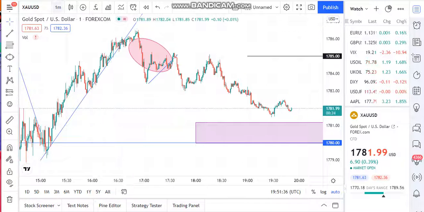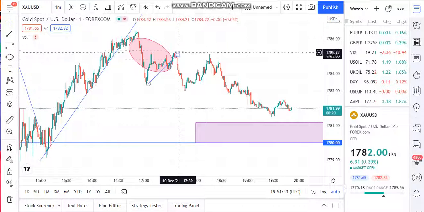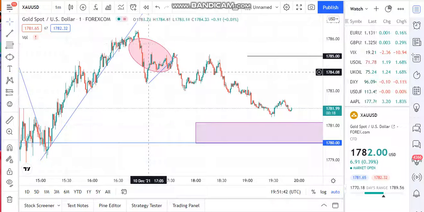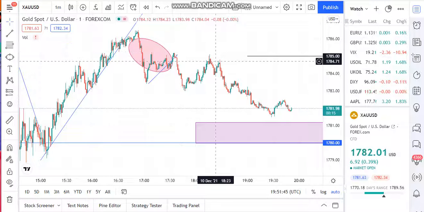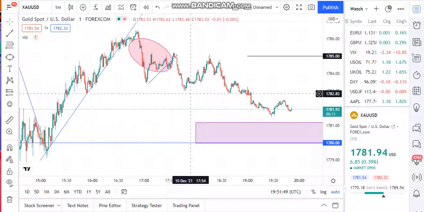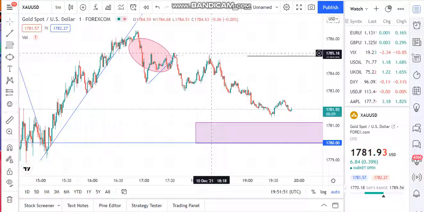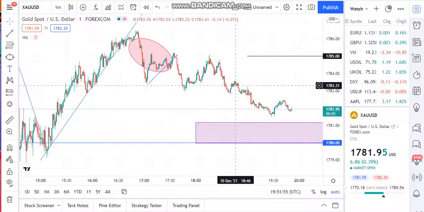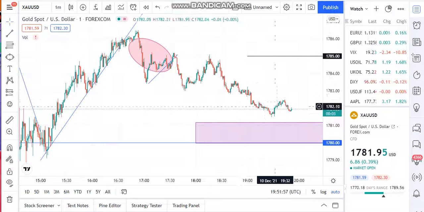All right, so we looked at the one minute here. Once it broke the trend line, get in. Once it breaks the trend line, it retests. If you missed that one, you could have waited for the retest. Once it retested at 1785, 1784, boom, you could have got in right there. And it would have retested one more time, boom, and after that, it's off to the races.